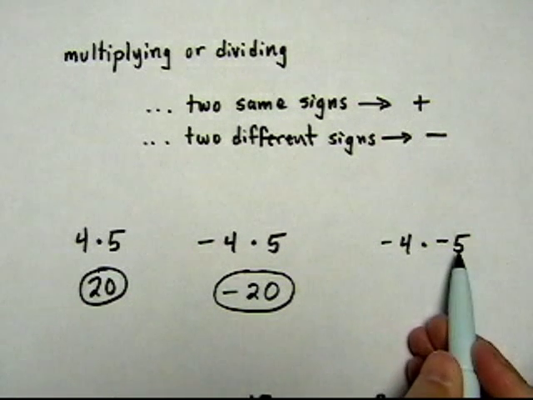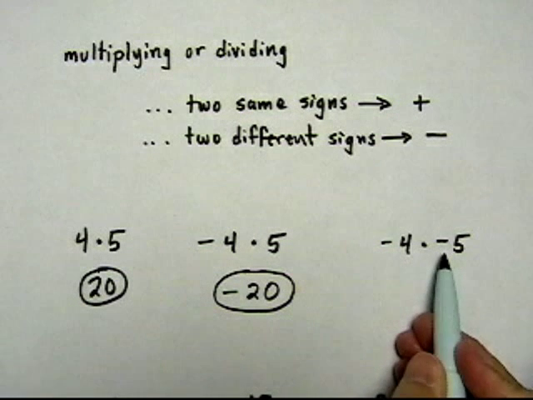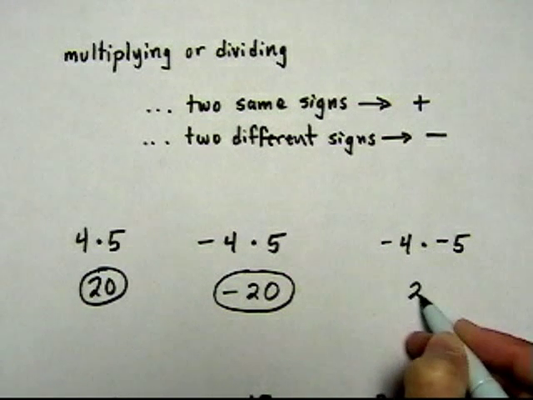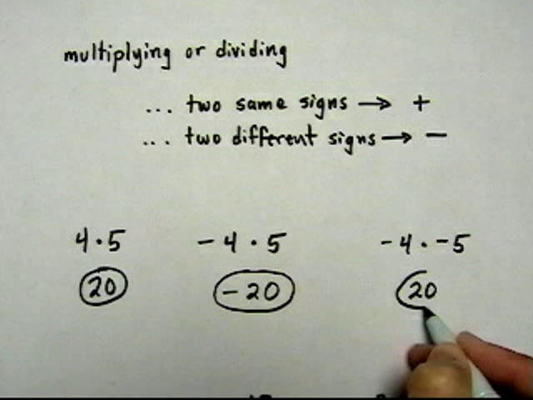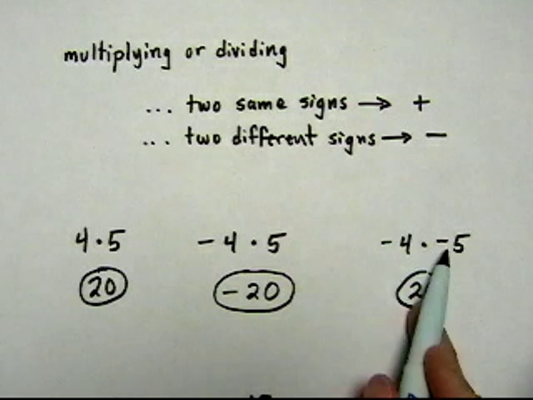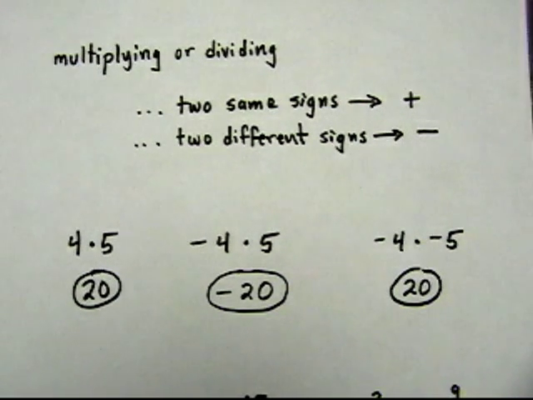Negative 4 times negative 5, two same signs, positive, and 4 times 5, 20. So usually I find it helpful to just think about what the sign is going to be first and then do out the numbers.